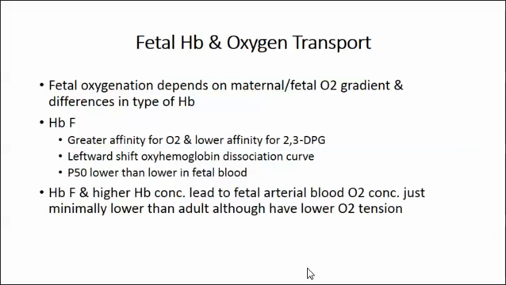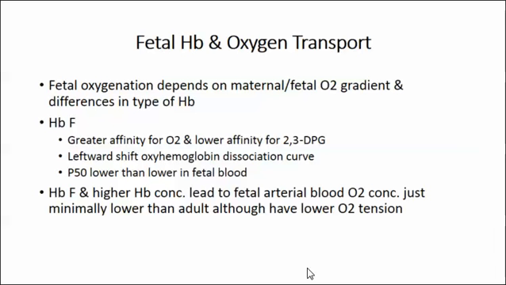So hemoglobin F, which is predominant in the fetus, has a greater affinity for oxygen and a lower affinity for 2,3-DPG. That results in a leftward shift of the oxyhemoglobin dissociation curve in the fetus compared to the mother, and that leads to a P50 that's lower in fetal blood compared to adult blood.